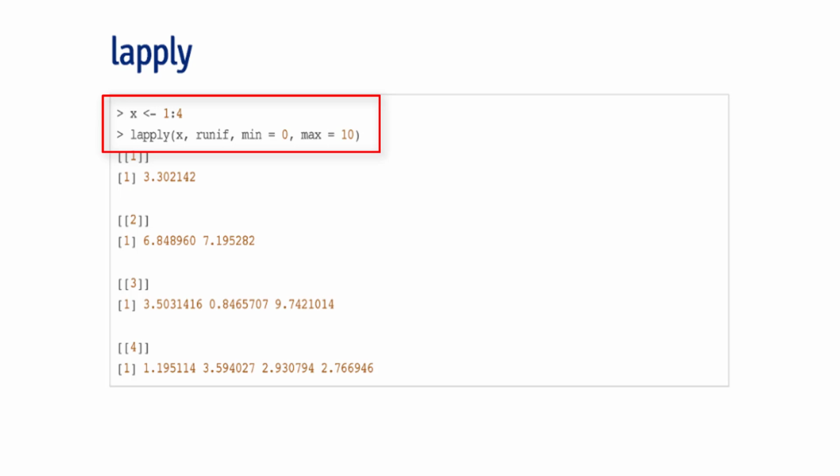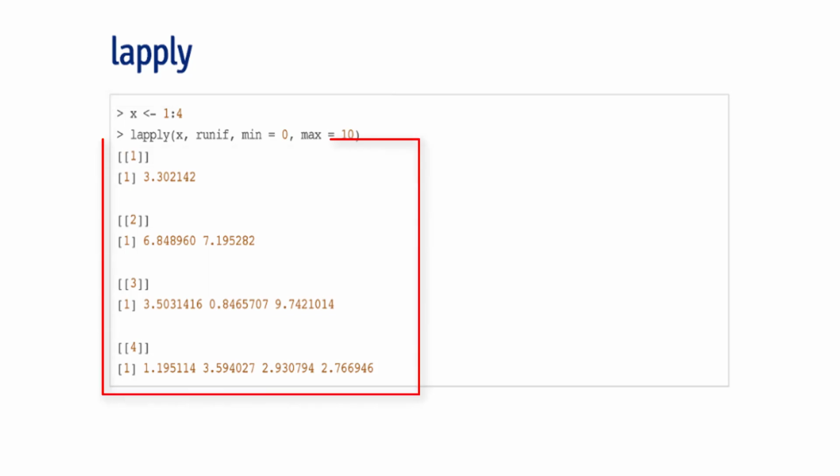In particular, I need to change the max value, so I can do that with lapply by passing these arguments through the dot argument. So here I'm calling lapply on x, I'm calling the runif function, but also I am specifying that I want the min to be 0 and the max to be 10. So now when I run this, I get out the list that has random uniforms that are between 0 and 10.